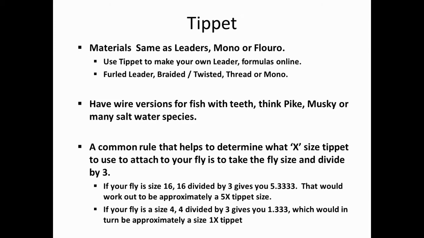Okay, could you go plus or minus? But that's a good starting point. So an example here: if you're using a size 16 fly, you divide that by 3. Now you're talking about a 5X tippet. Okay, so that's a pretty small fly, right? If you have a larger fly like a size 4, divide that by 3. Now it's 1.3, so you would use a 1X tippet.